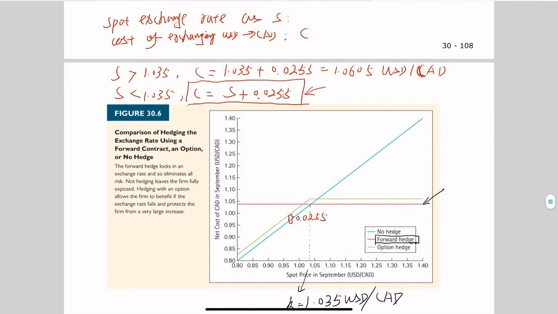So that's how you get these three lines. And if you have time, I hope you could sit down and try to see whether you can understand how you could get these three lines.